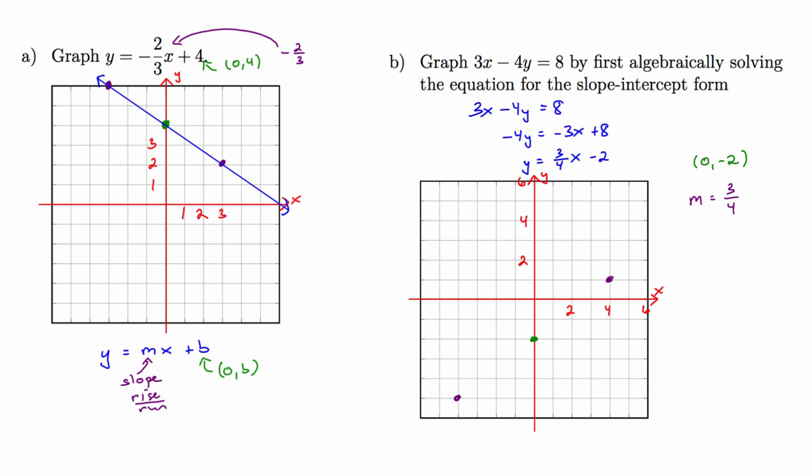Again, the final step is simply drawing in the line by connecting the dots with our ruler. And as always, we will add arrows to both ends of the line to give our indication that this does extend forever in both directions.